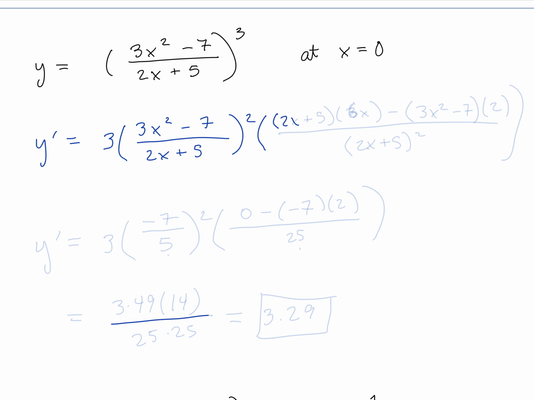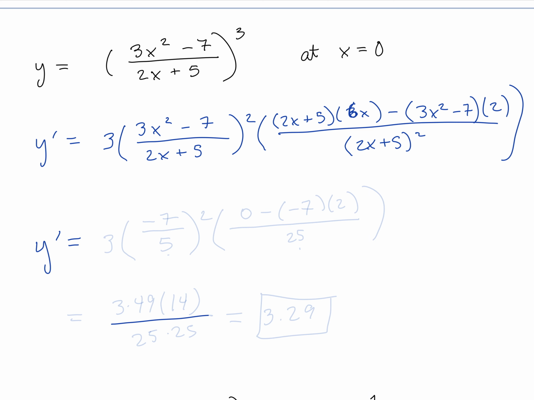So it's the bottom times the derivative of the top, 6x is the derivative of 3x squared, minus the derivative of 7 is 0, minus the top, 3x squared minus 7, times the derivative of the bottom, that's just 2, all over the bottom squared, 2x plus 5 squared. So let's see, would it be useful to simplify some stuff? We could, if we were especially looking at it for different values of x, but since we're thinking for x equals 0, maybe a lot of stuff will just go away for us.